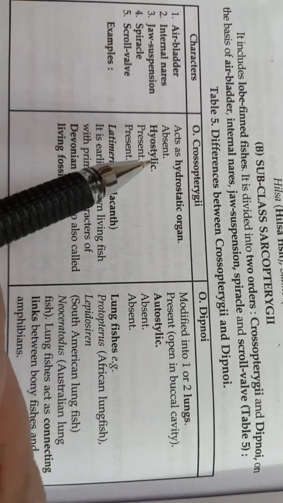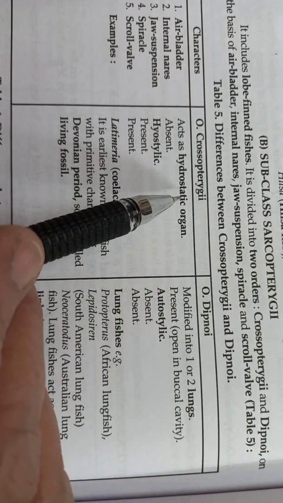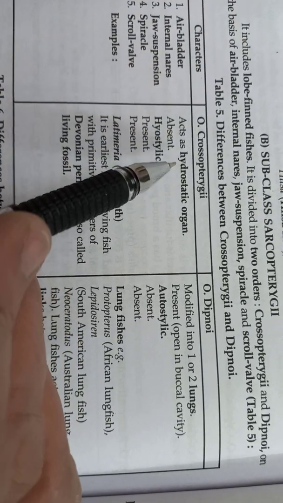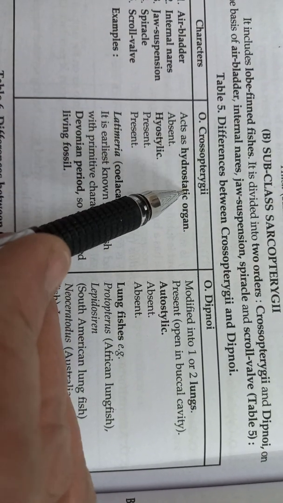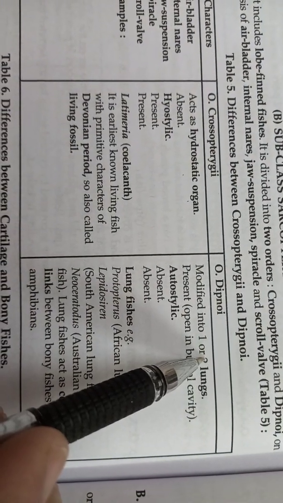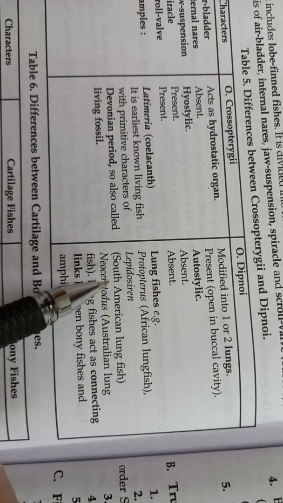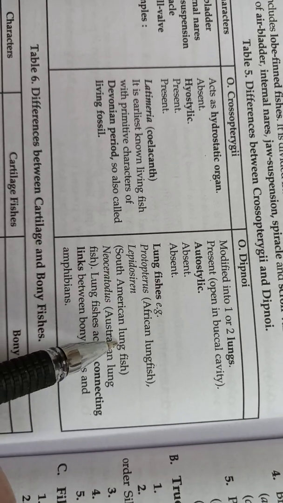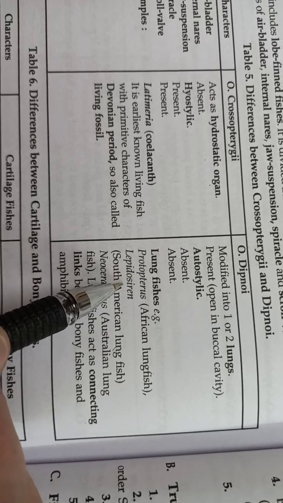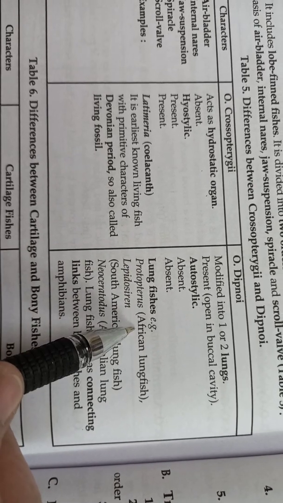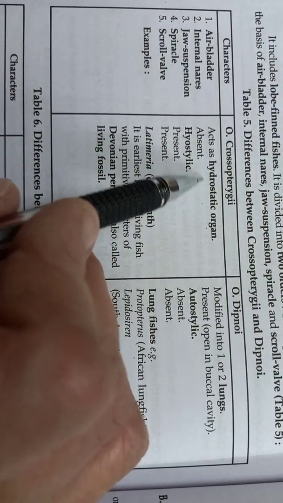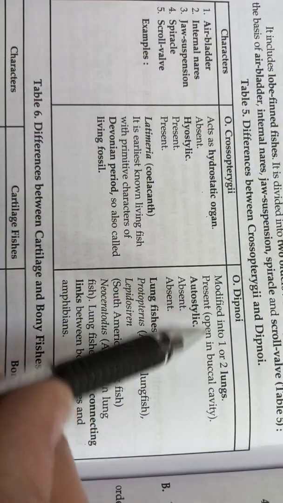Under Crossopterygii, the classification is based upon the air bladder and internal nares. Here you can say the hydrostatic organ present is modified to lungs. So now this is the South American lungfish, like Lepidosiren, and the Protopterus. African lungfishes belong to this. Whereas here the swim bladder or the air bladder is present, internal nares absent, here they are present.